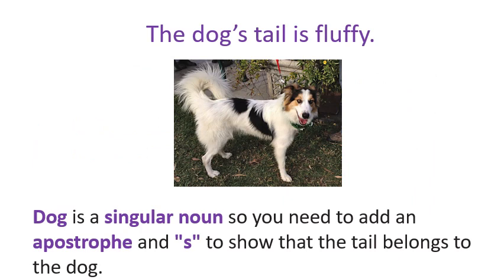The dog's tail is fluffy. Look at that sentence. The noun in that sentence, dog, is singular. There is only one dog. So when we want to show that the tail belongs to that one dog, we add an apostrophe and an S.